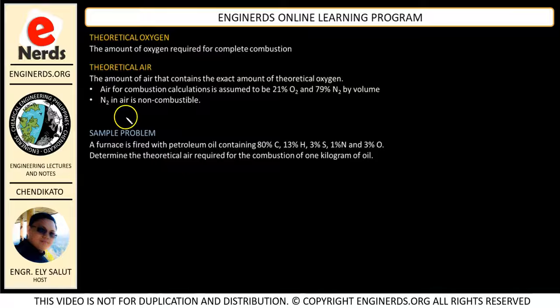Okay, so natutunan na natin yan sa previous video. So kung hindi nyo pa siya napapanood, we advise you to watch that first bago itong video na to para mas maintindihan ninyo kung paano natin yan ginagamit. So, now we have a problem here na i-apply natin yung natutunan natin sa theoretical oxygen or theoretical air. A furnace is fired with a petroleum oil containing 80% carbon, 13% hydrogen, 3% sulfur, 1% nitrogen, and 3% oxygen. Determine the theoretical air required for the combustion of 1 kilogram of oil.